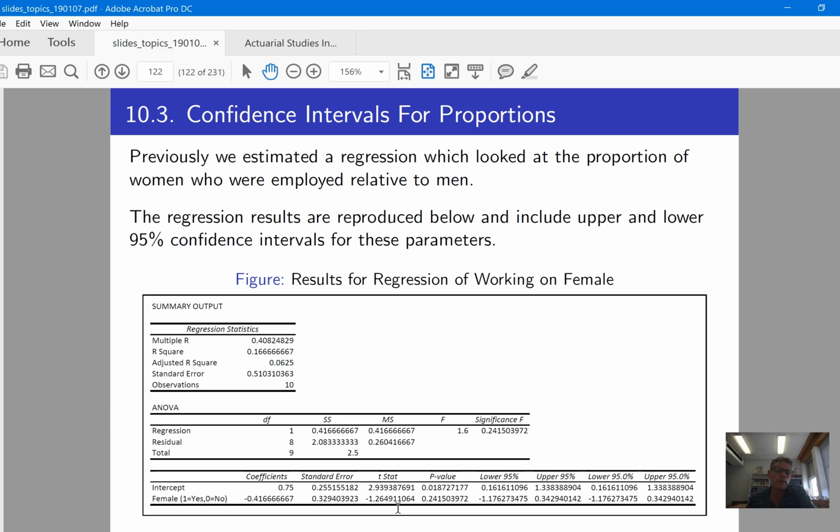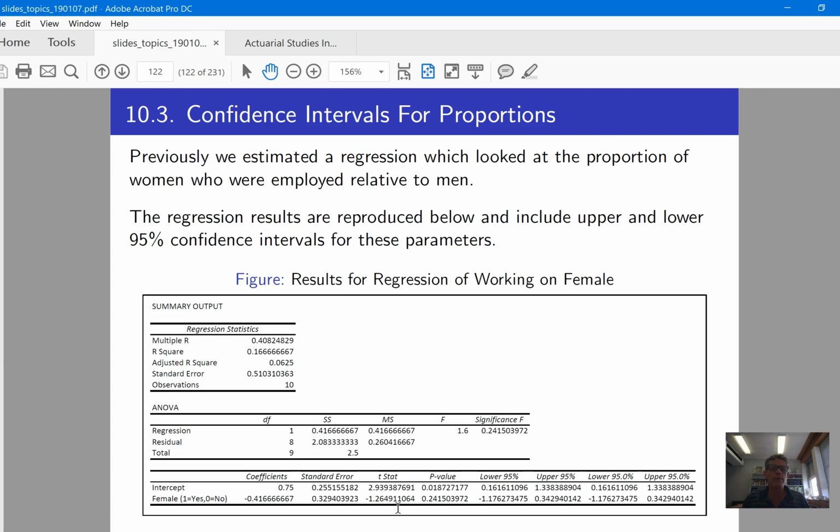Another quantity that you're often interested in is confidence intervals for proportions. So you've got a set of data and you want to know what proportion of your sample is employed, for example, and you want to look at that for the difference between females and males. How do you do that? Well, we set up a regression as follows.